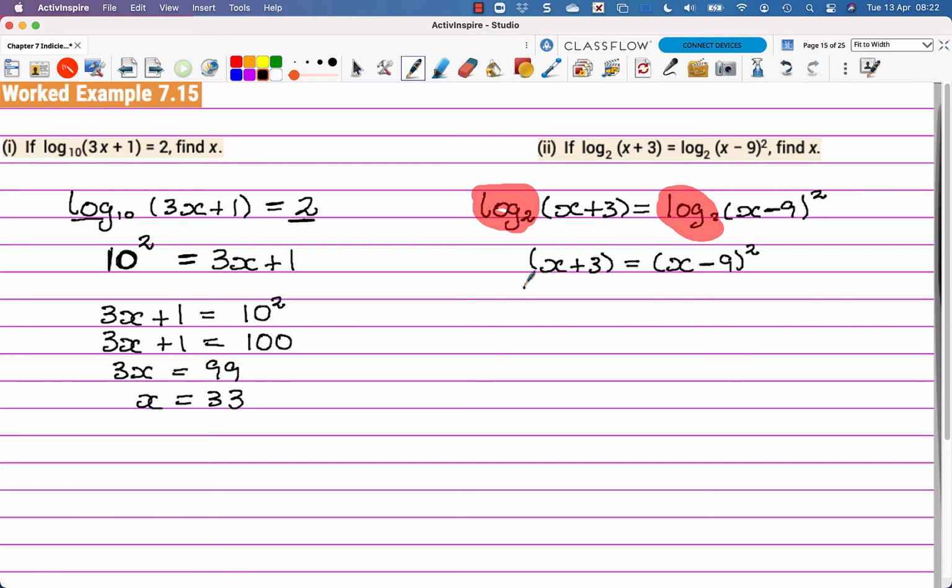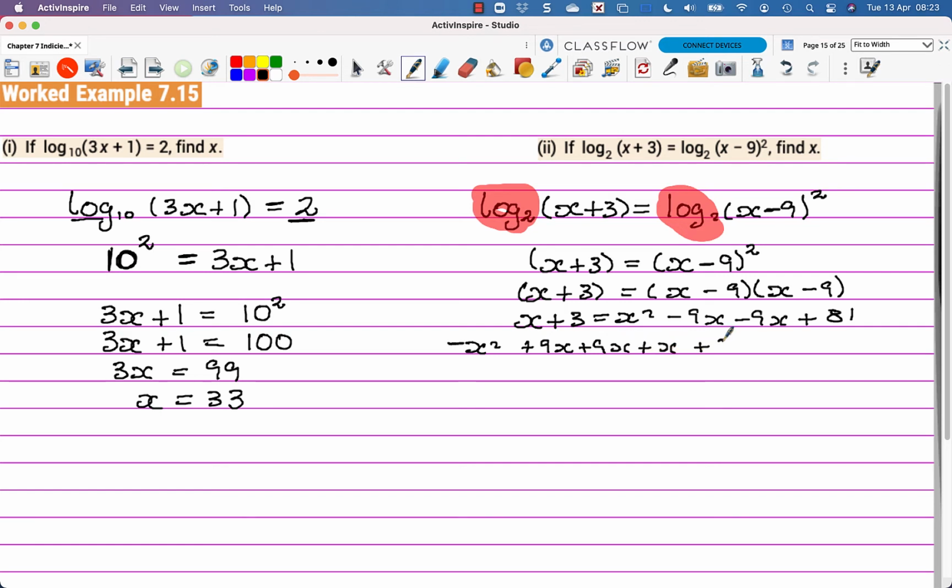Again, that's taken us to a lower level of mathematics. We're going to have to expand this, work it out, and solve whatever the equation is. So we've got x plus 3 is equal to x squared minus 9x plus 81. Bring everything over. Minus x squared plus 9x plus 9x plus x plus 3 minus 81 is equal to 0.